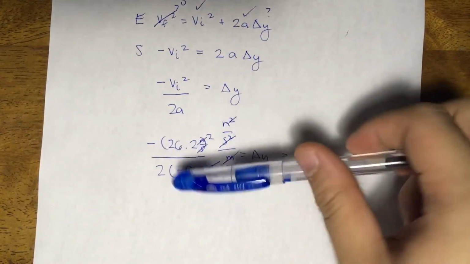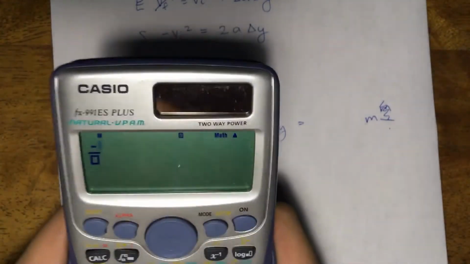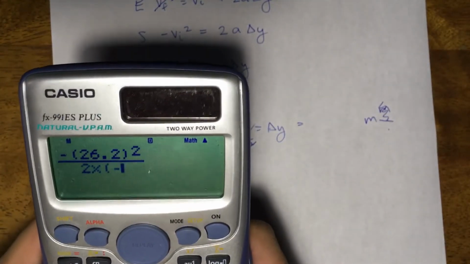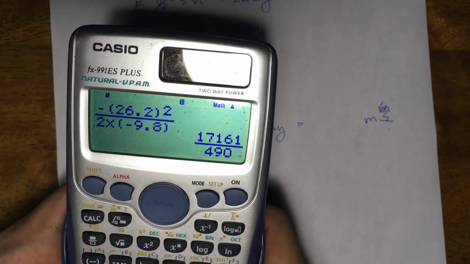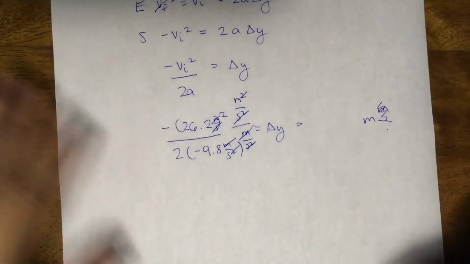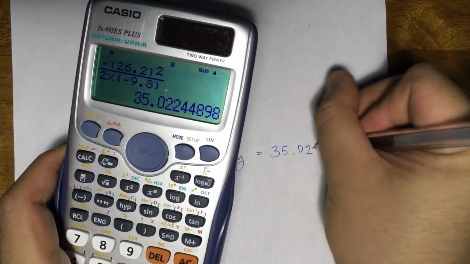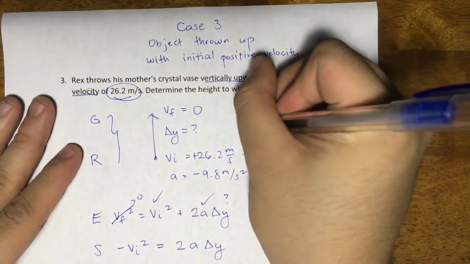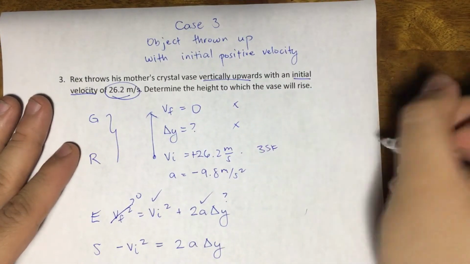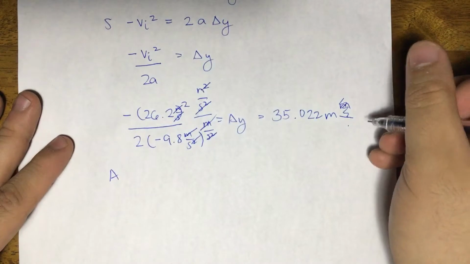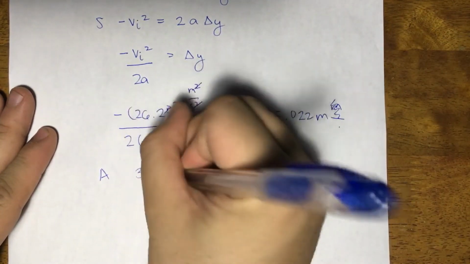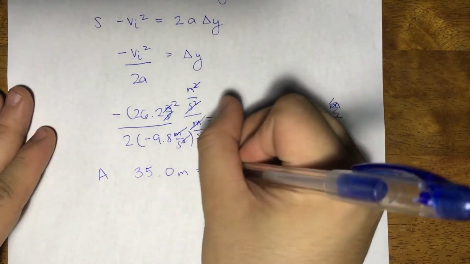Okay. Now let's get the values on. So that's negative 26.2 squared all over 2 times negative 9.8. Okay? And this will give you a value of 35.022. Okay? Now, for answer, let's check for sig figs. None. We can't get anything here. This one has 3 sig figs. This one doesn't count. Therefore, answer has 3 sig figs. Answer is then 35.0 meters. Delta y.